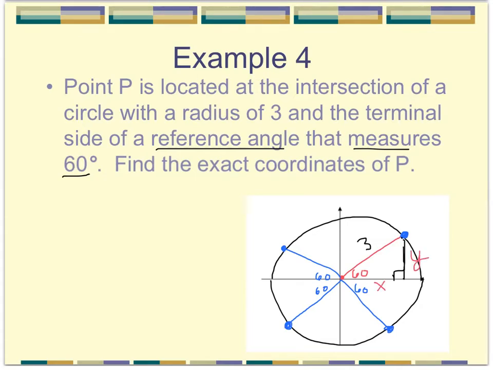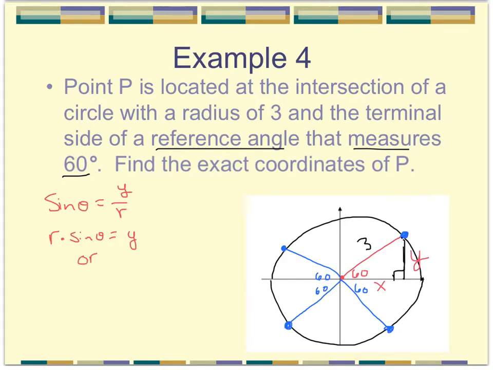We went ahead and we found our x and y values by saying that, oh, okay, well, if sine of theta is equal to y over r, then the radius times sine of the angle is equal to our y value. Okay, so we could do that.